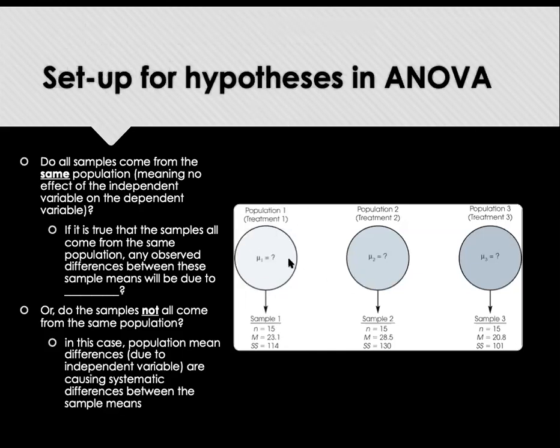Okay, so let's talk about hypotheses in an ANOVA. As we've talked about before, under the null hypothesis, any differences in the sample means will be due to sampling error or random chance, right? So phrased differently on this slide, do all samples come from the same population? In other words, is there no effect, right? If it's true that the samples all come from the same population, any difference that we observe in the sample means will be due to what?